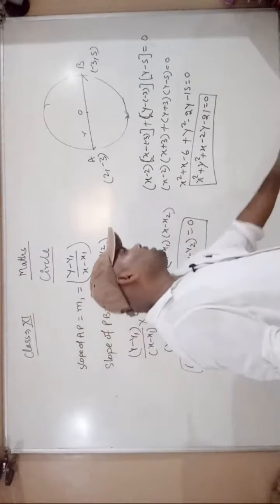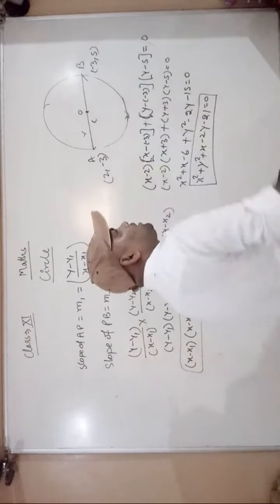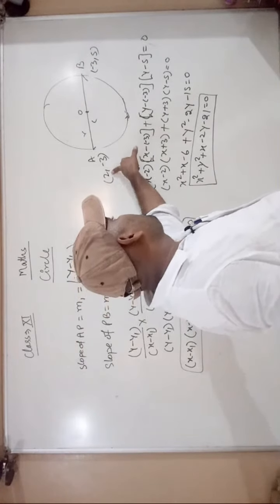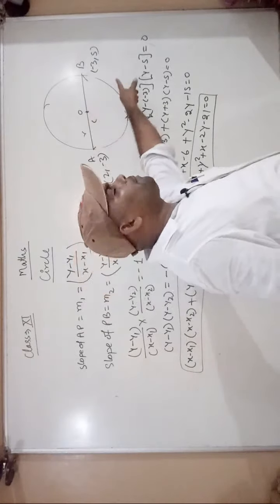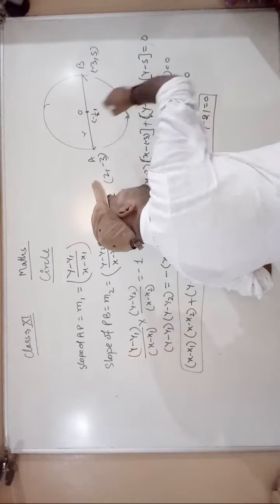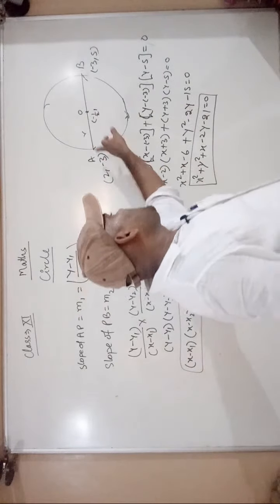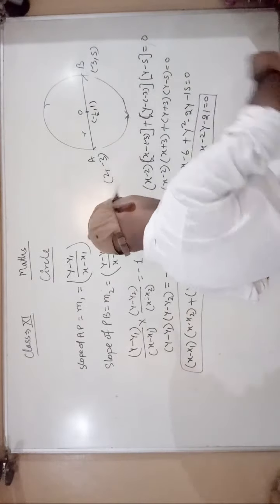Other way, what we can do, we can find its midpoint. Then the midpoint is (x1 plus x2) by 2. This means 2 and minus 3 becomes minus 1. So its coordinate becomes minus 1 by 2, and for y, minus 3 plus 5, that becomes 2, 2 by 2, that is 1.